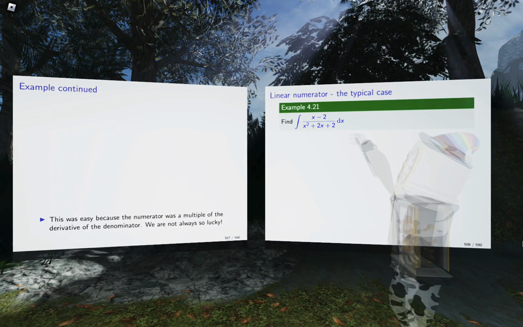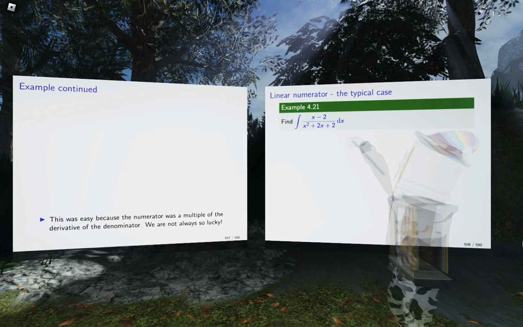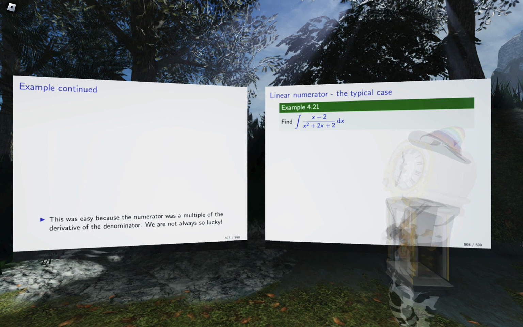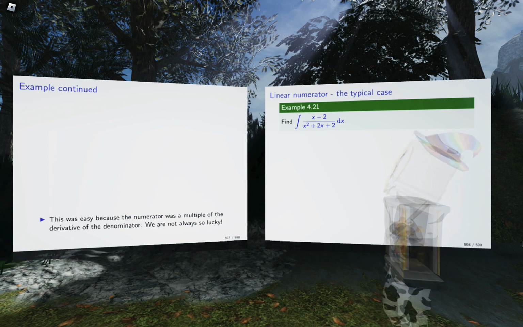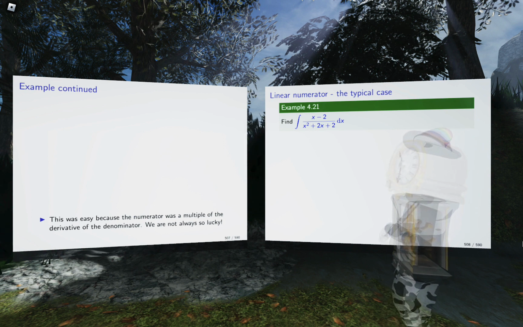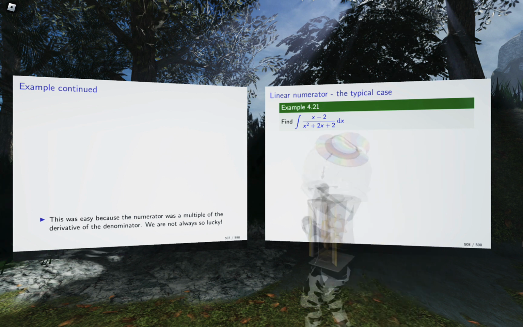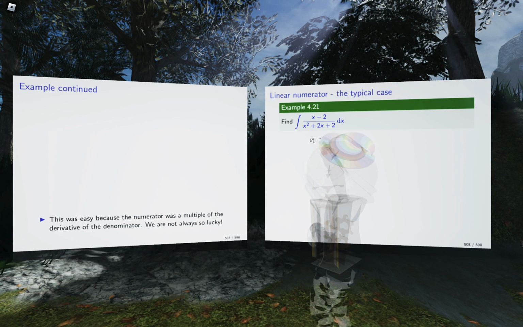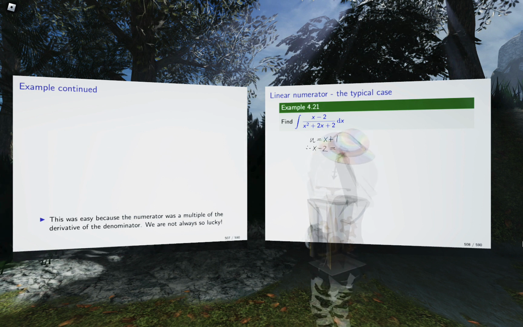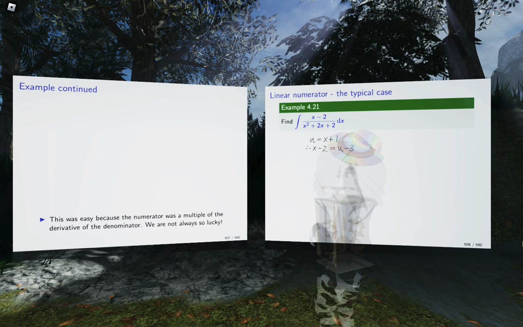So what have I done here? I've changed the numerator and I've subtracted 3 from it. So the numerator is now no longer just u, but it's not so different, right? So u is x plus 1. Therefore, x minus 2 is equal to u minus 3.